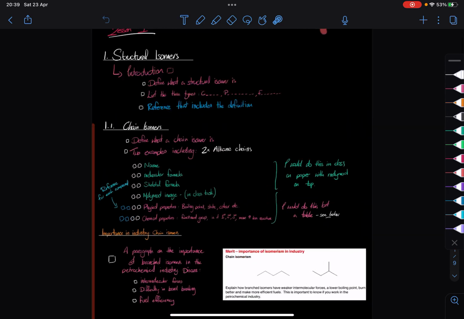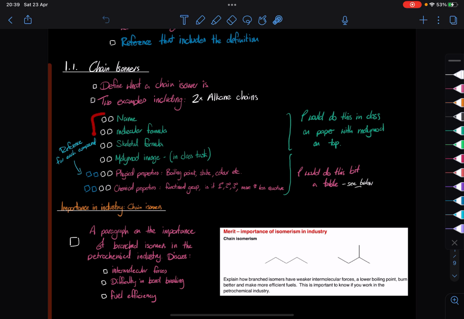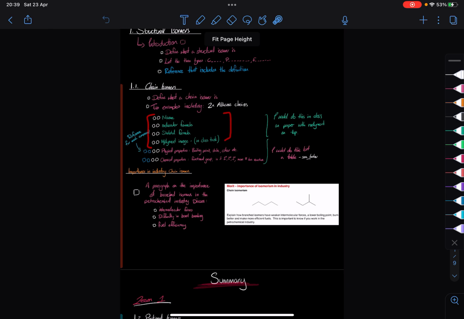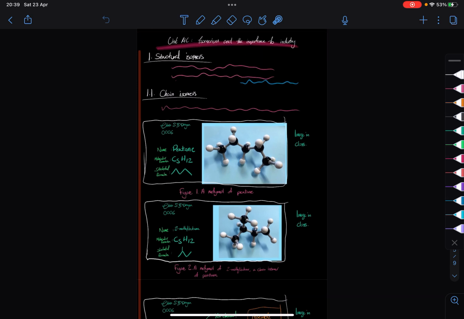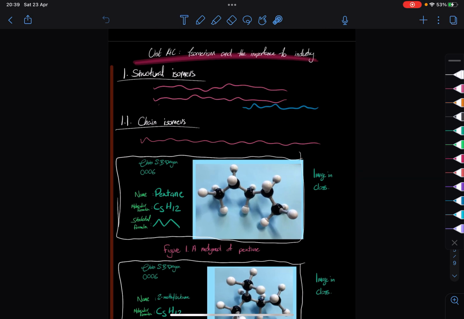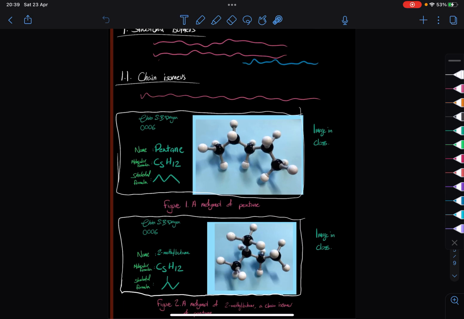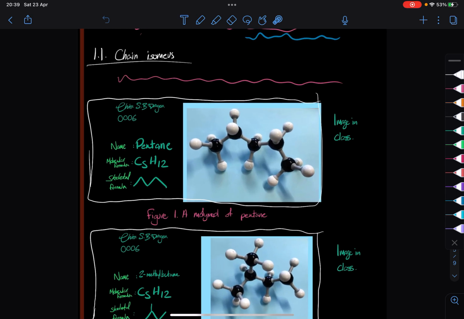So we've got these here like this, and what I want this to look like in our assignments is something like this. So I've got an assignment outline for you this time. We've got my title, introduction, structural isomers, that's my definition, there's my reference. Then 1.1, chain isomers. What is a chain isomer? And then here you can see what I've done is I've got a picture of my molymod. This is pentane, 1, 2, 3, 4, 5, with the hydrogens all attached.